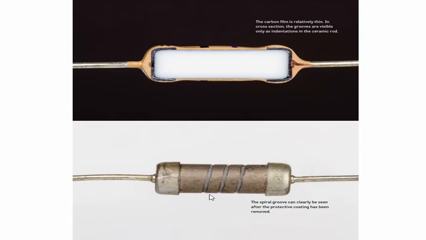So what are the characteristics of a carbon film resistor? Resistance ranges from 1 ohm to 10 mega ohms, and its tolerance is 1% to 5%. Power rating is 1/8 watt to 2 watts. Operating temperature is minus 55 degrees Celsius to 155 degrees Celsius. And the last one is low noise and stable performance.